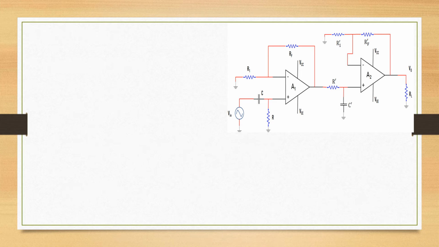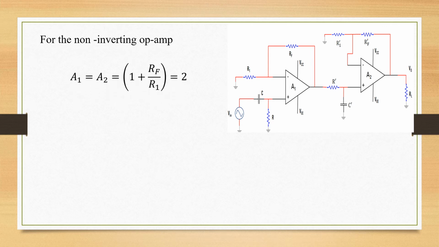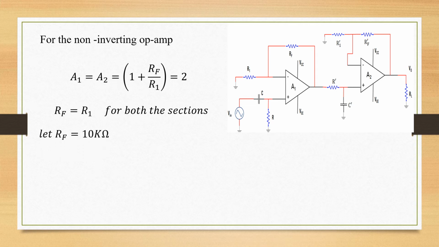Now since it is a non-inverting op amp, the gain of the non-inverting op amp is 1 plus RF by R1, which is A1 equal to A2 equal to 2. Substituting this, we get the expression that RF and R1 are equal, which indicates that RF is equal to R1 for both the sections. Therefore let RF be 10 kilo ohms, therefore R1 is also equal to 10 kilo ohms.